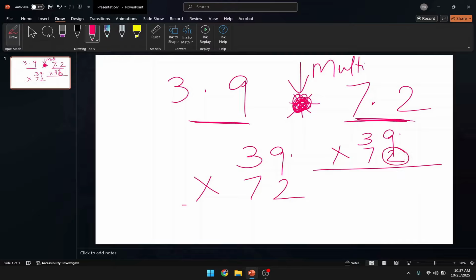Now I'll start with this digit. 2 times 9 is 18. There's a carryover of 1. 2 times 3 is 6 plus 1 is 7, right? Now I'm done with this digit. Let's erase the carryover. Now I want to proceed with this digit. 7 times 9 is 63. There is a carryover of 6. 7 times 3 is 21 plus 6 is 27.